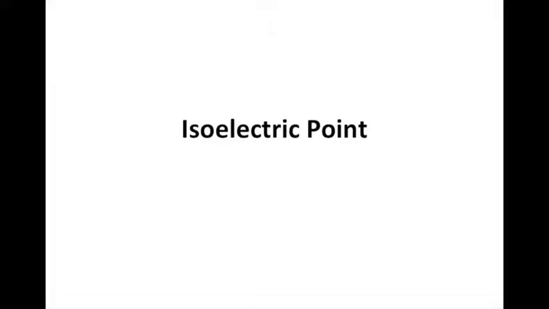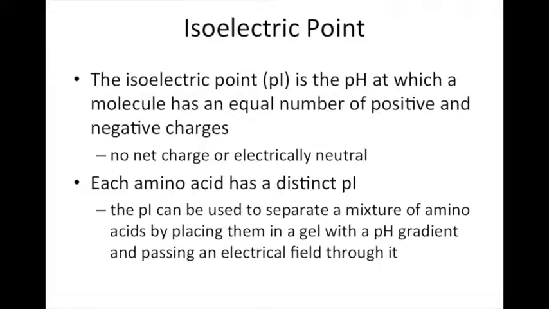In this video, we're going to look at how to determine the isoelectric point for some amino acids. The isoelectric point is the pH at which a molecule has an equal number of positive and negative charges. So if you have a charged molecule, it is the pH at which it has no net charge. We have an equal number of positive and negative charges, so they cancel each other out. For amino acids, each of our amino acids has a distinct isoelectric point.